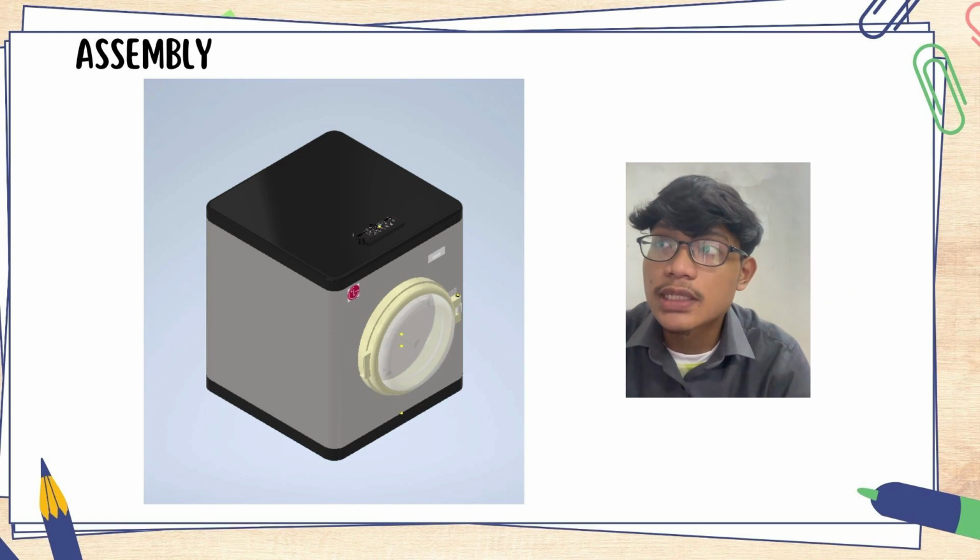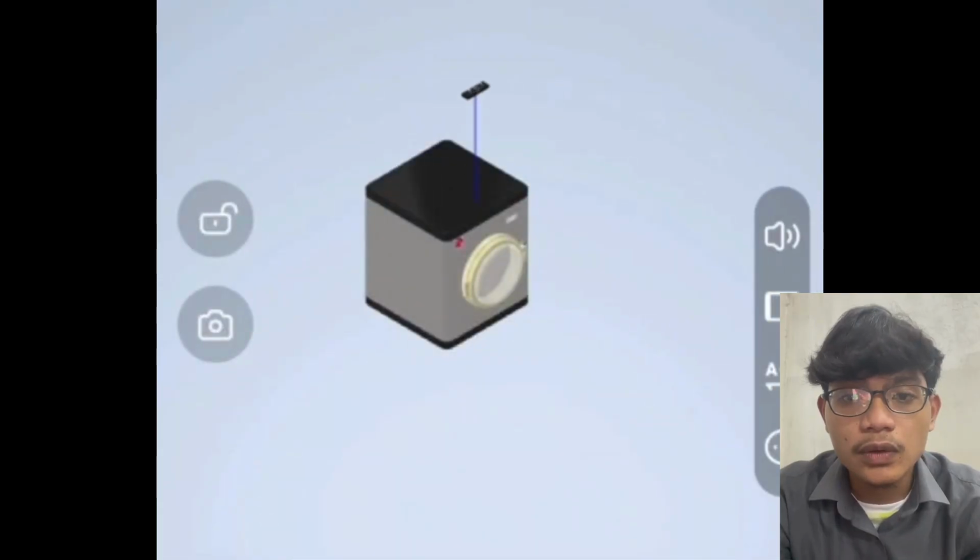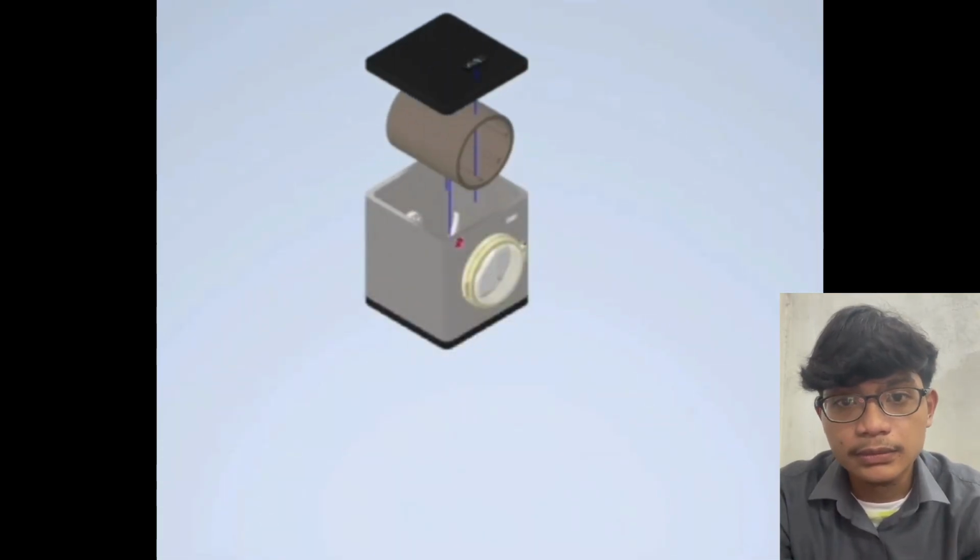Okay, as you can see from this slide, these are all the parts that have been assembled into one object, which is a washing machine. So this is a video for the exploded view of our parts.